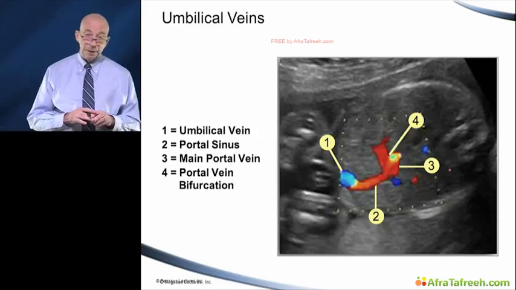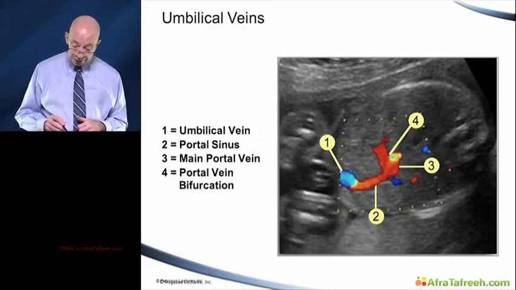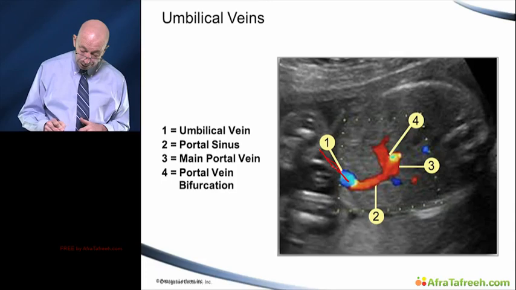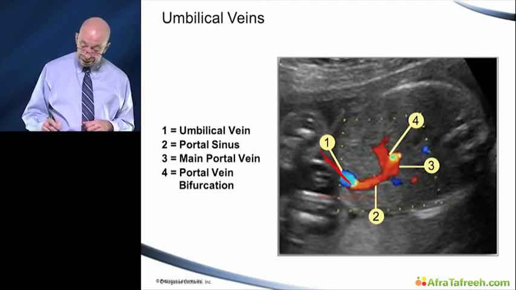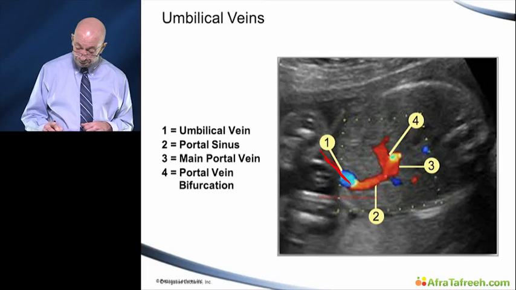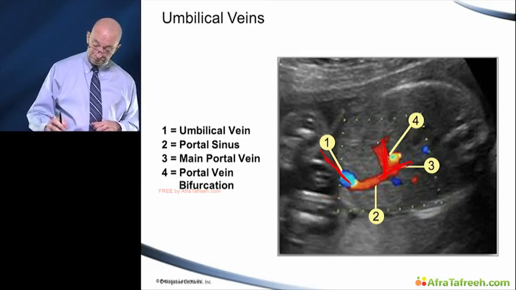This color Doppler ultrasound demonstrates some of the vascular anatomy we just mentioned. The umbilical vein is seen here entering the undersurface of the liver as it anastomoses with the portal vein to form the portal sinus, and then it bifurcates into the main portal vein and the portal vein, the right portal vein. I'm sorry, the left portal vein and the right portal vein.